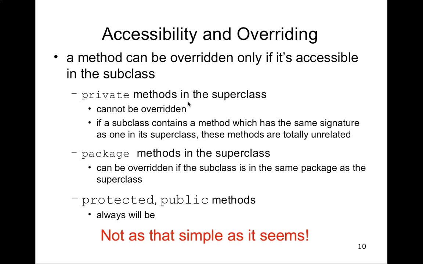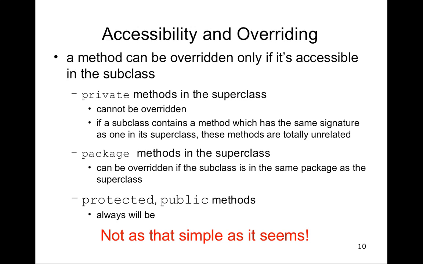So private methods in a subclass can't be overridden, obviously, because they're not visible. And if a subclass contains a method which has the same signature as one in the superclass, these methods are totally unrelated. So we can do this with private data too. If we have a private data legs in tetra, and we do private data legs in ultra tetra, they're two different legs because they're not inherited. The easiest way to remember is that private's never inherited, so we don't have to worry about it. It's always hidden from inheritance.